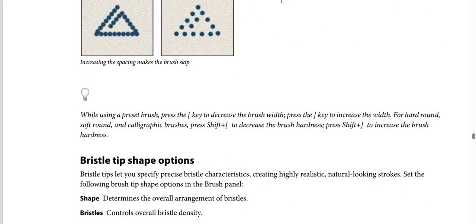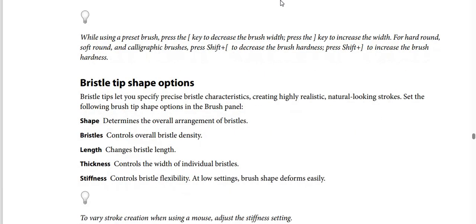And while using a preset brush, press the key to decrease the brush width and press the key to increase the width for hard round, soft round, and calligraphic brushes. Press Shift plus the key to decrease the brush hardness and press Shift plus the key to increase the brush hardness again.